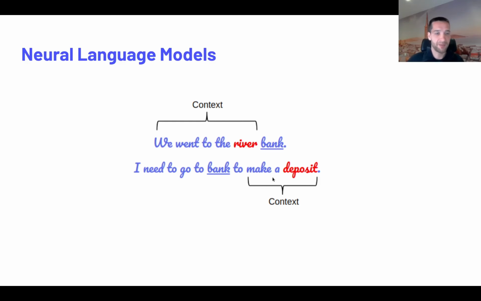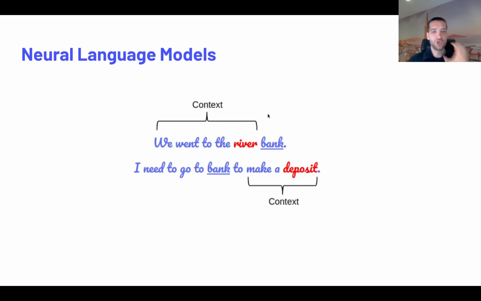So a bank might be an institution that manages your money, but it might be as well a side of the river. And so a traditional word embedding would try to average out those meanings. So the word embedding for bank would be actually an average of those two meanings or more meanings, or all the meanings that the bank can have.